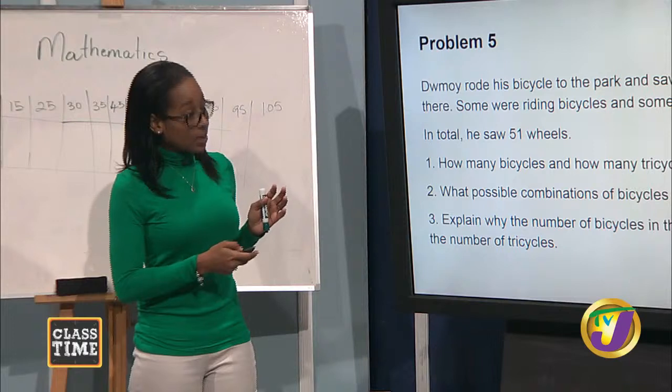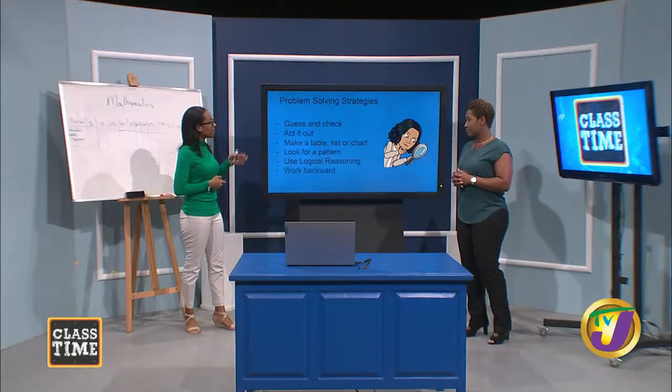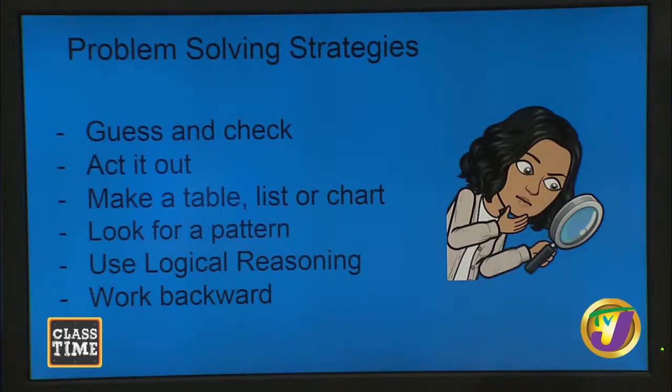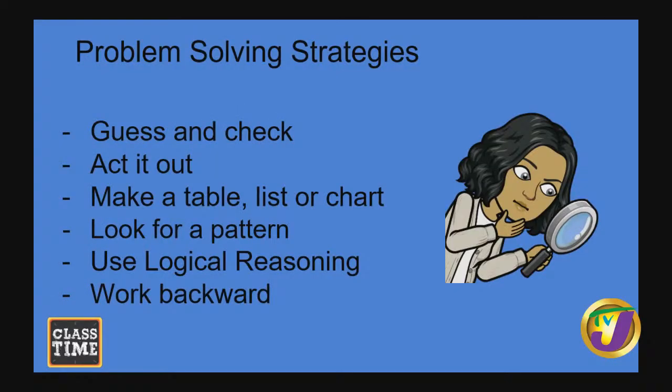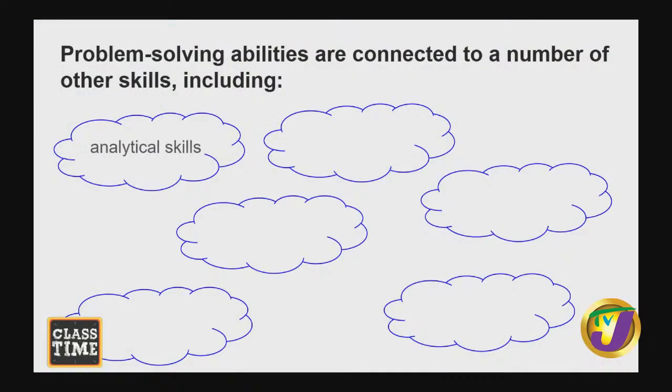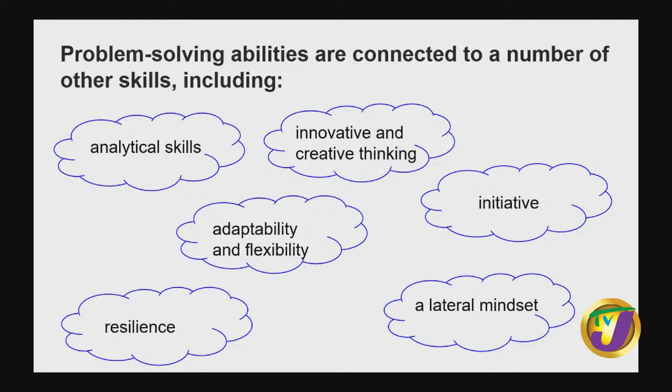Now, we would have looked at some strategies so far. So we're just recapping our strategies here. Guess and check was one of them we looked at. We didn't get a chance to look at act it out, but that's another problem-solving strategy. We looked at make a table, list or chart, look for a pattern, use logical reasoning, and work backwards. So these are problem-solving strategies. And problem-solving abilities are connected to a number of other skills, including analytical skills, innovative and creative thinking, adaptability and flexibility, initiative, a lateral mindset, and resilience.